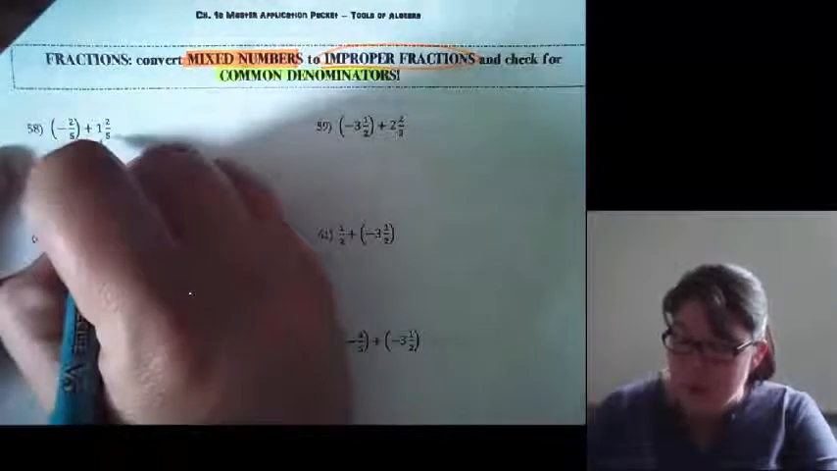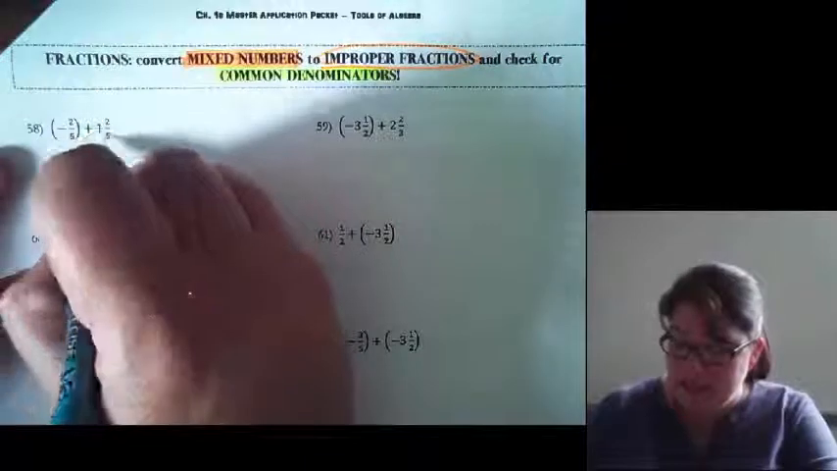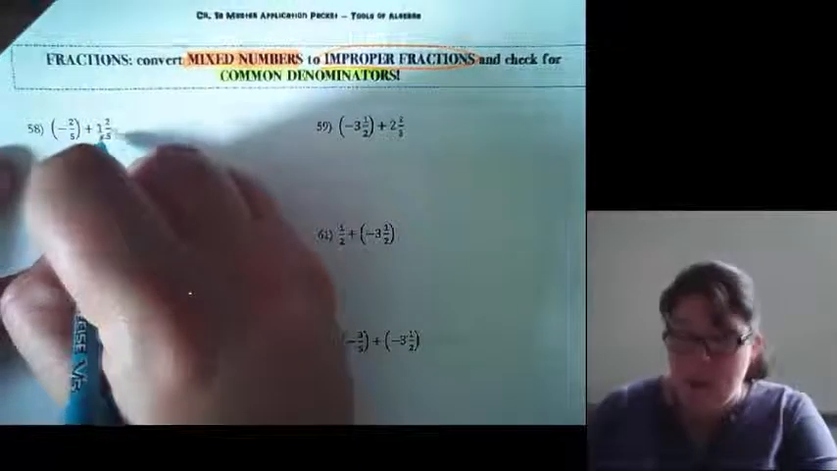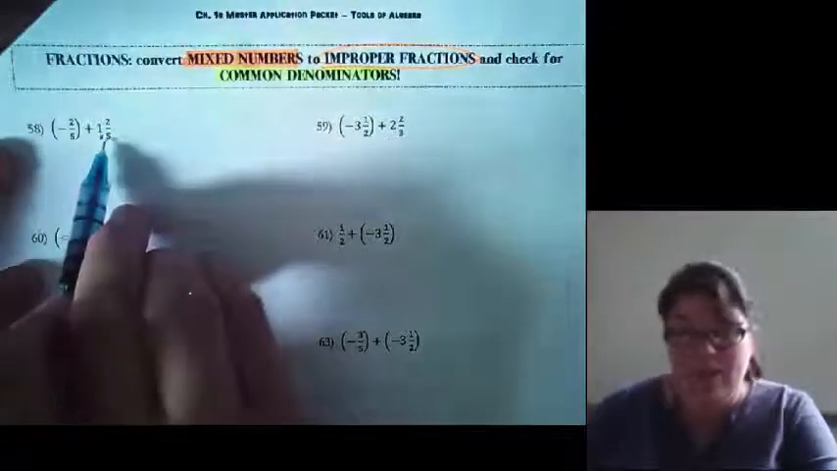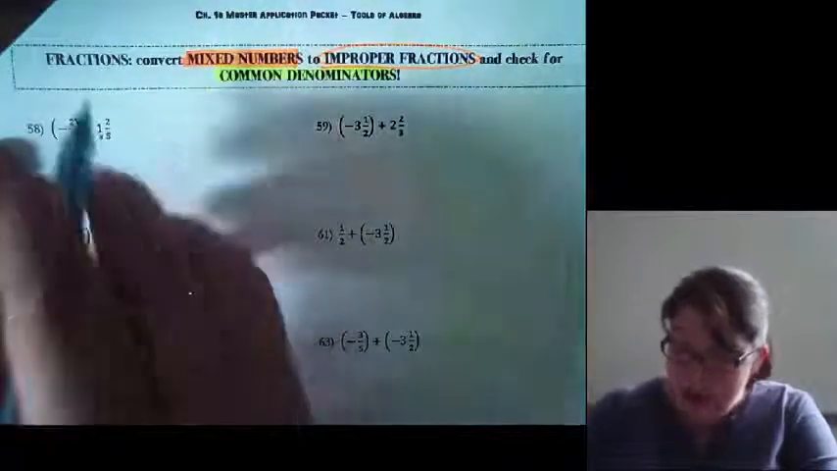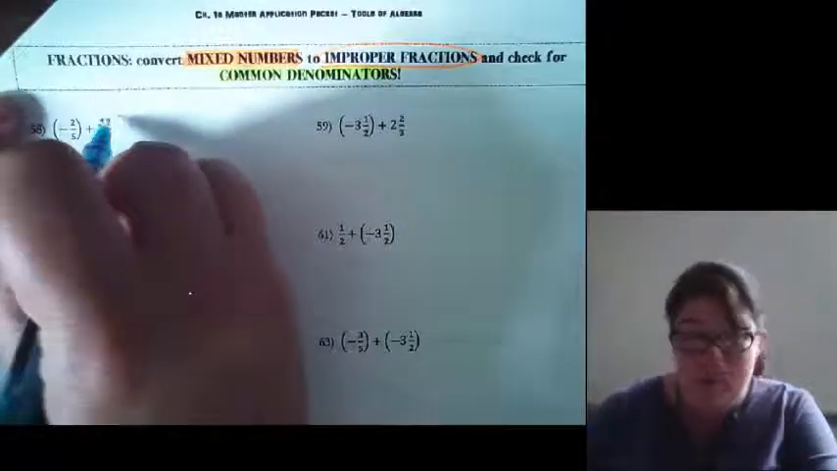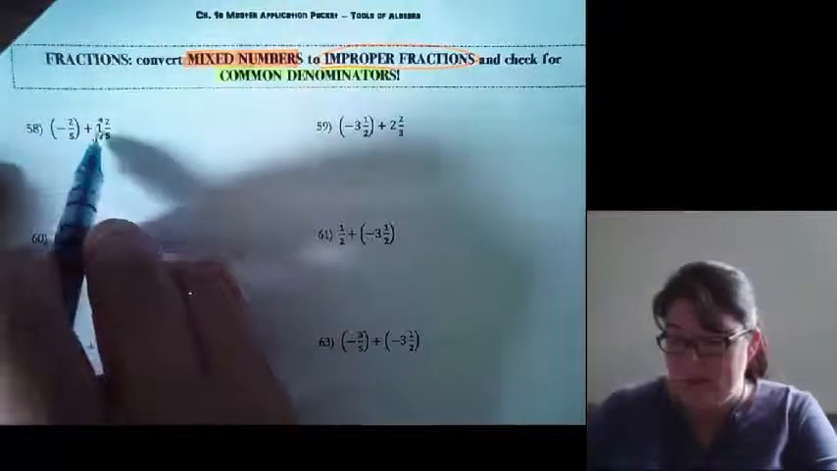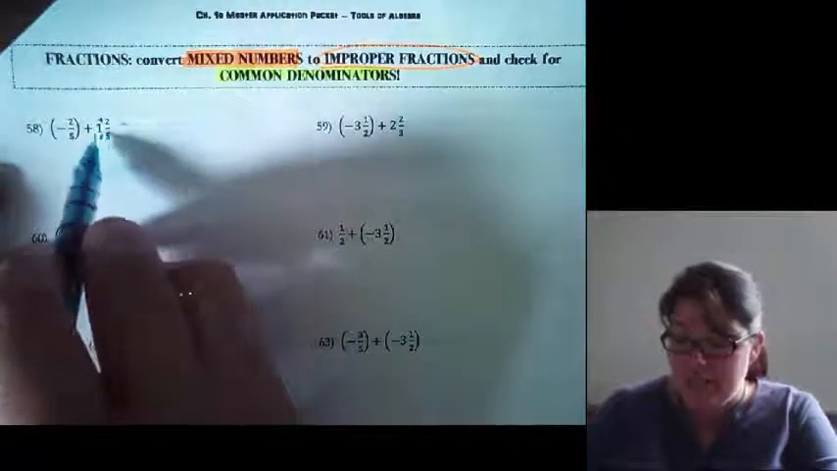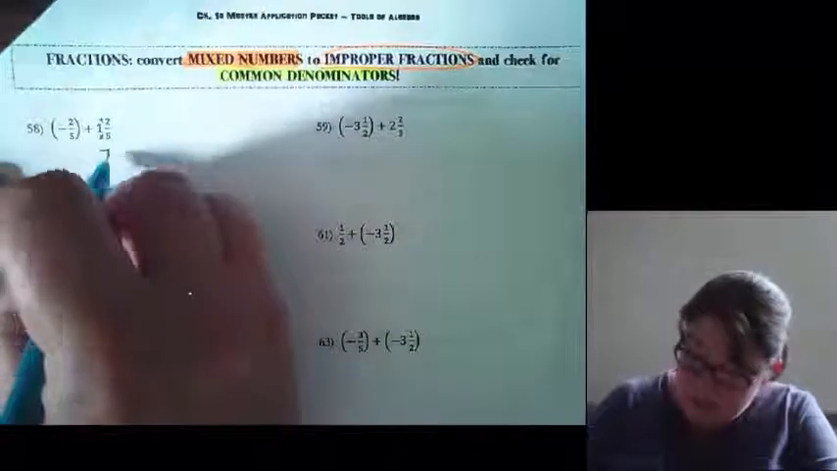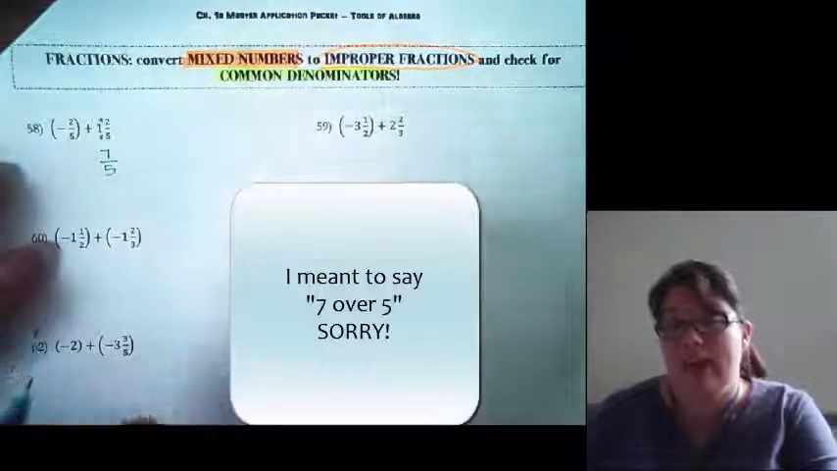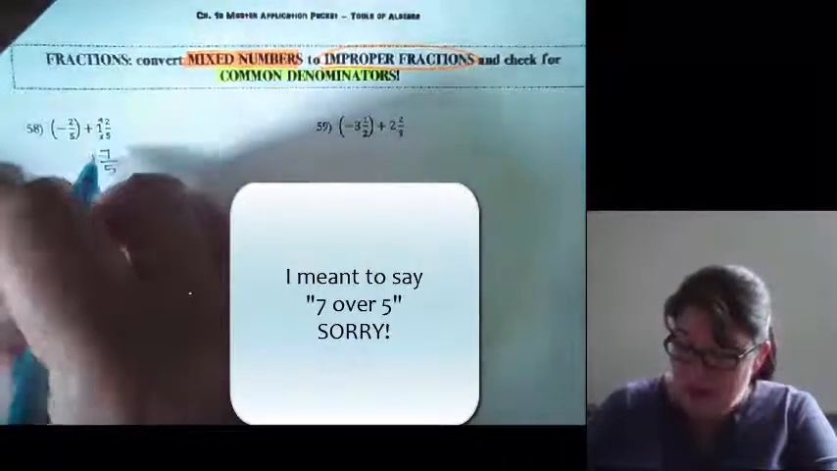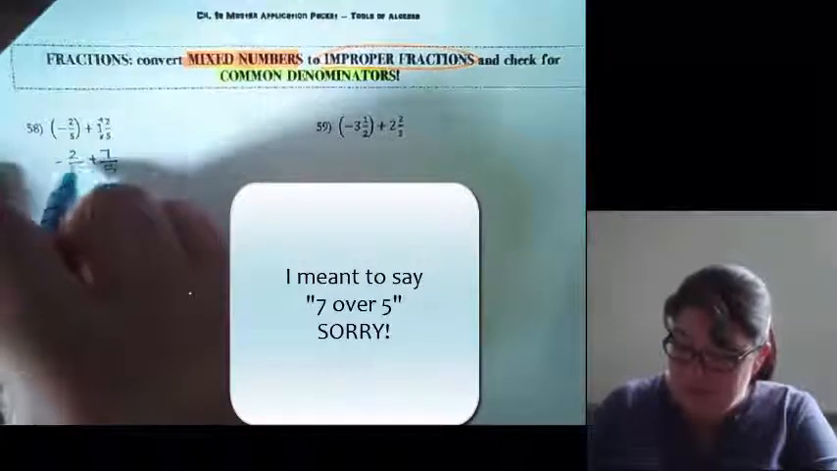Well, remember from pre-algebra that we're going to take our denominator and we're going to multiply it times the whole number. So in this case, 5 times 1 is 5, and then we're going to add the numerator. So 5 times 1 is 5 plus 2 is 7. So this mixed number is actually going to be 7/5 as an improper fraction. Still positive, and my other fraction comes down.